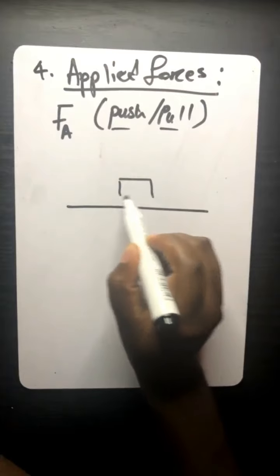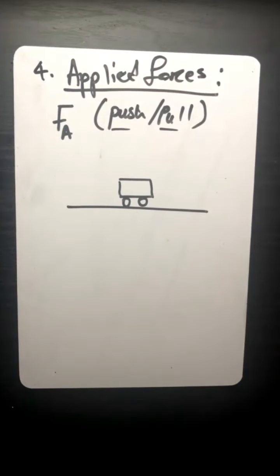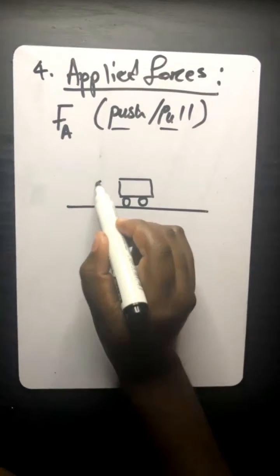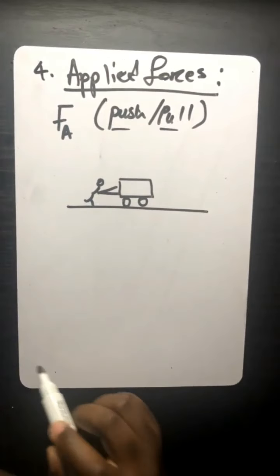Let's say we've got a cart there. Let me just check who is in this group. I see Kevin. So here we've got Kevin, ladies and gentlemen. He's pushing that cart.